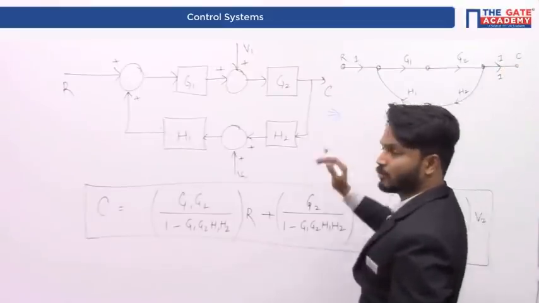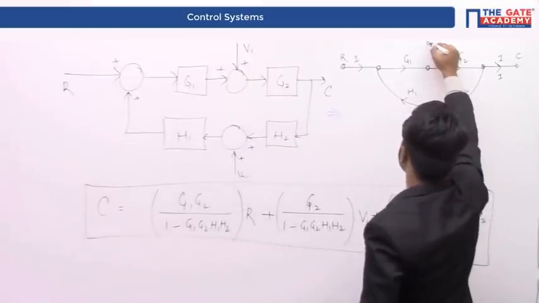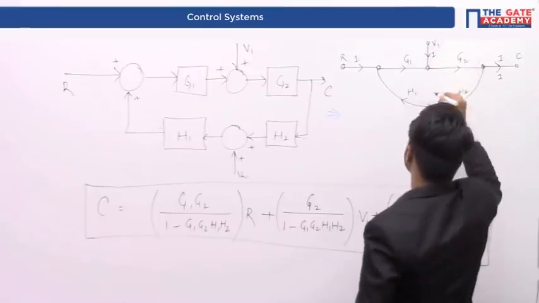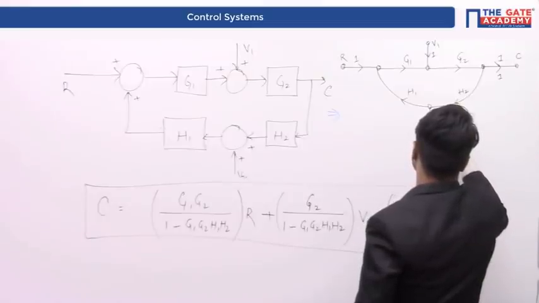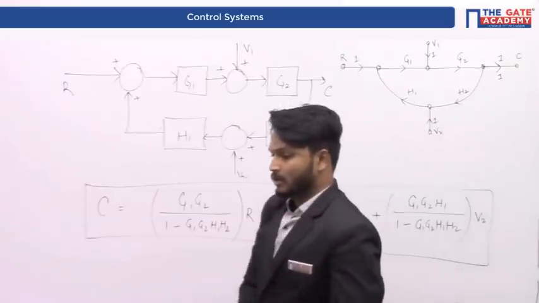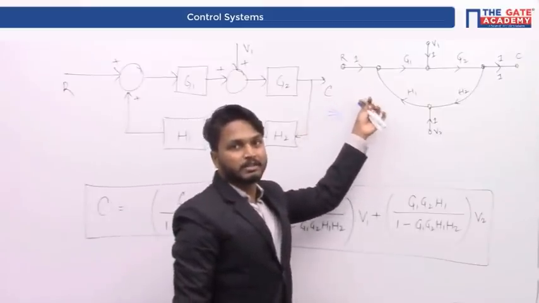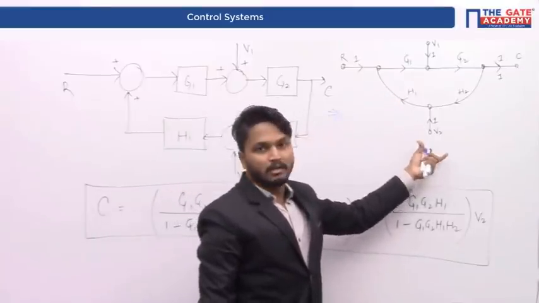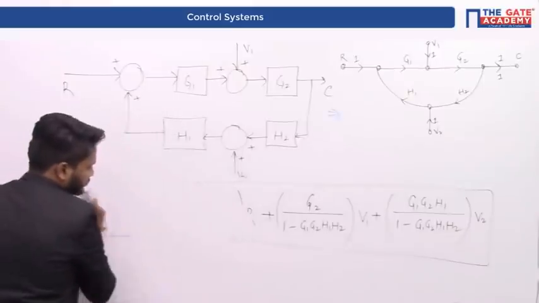So this is the signal flow graph for this particular system, and we have to add these inputs also, that is V1 as well as V2. V1 is here and V2 is here. Right. Now let us reduce the system when only one particular input, that is R, is present, and again only one particular input, that is V1 is present, again V2 is present, like that. So I'm just erasing this.